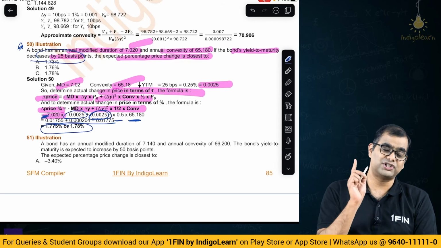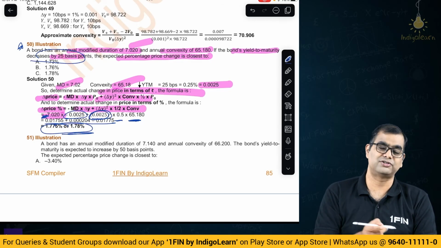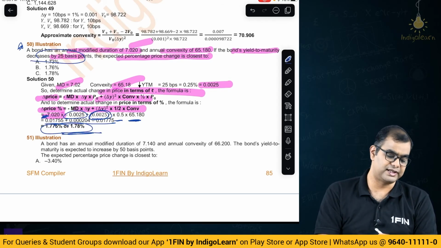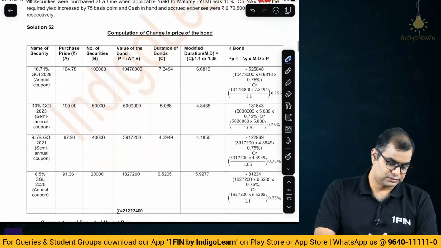This is the percentage change in price. The existing price we don't know. So, the percentage change in price is this much. If there is a decrease in yield, there is going to be an increase in price. So, you have to say that the increase in price is 1.78. Let us move to the next one.